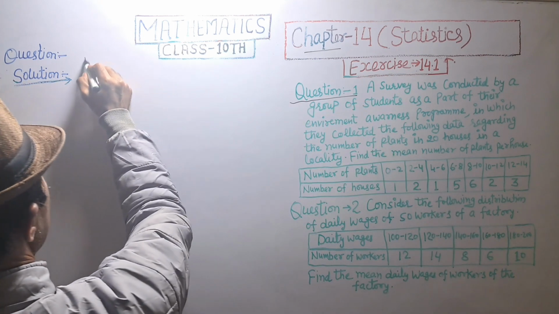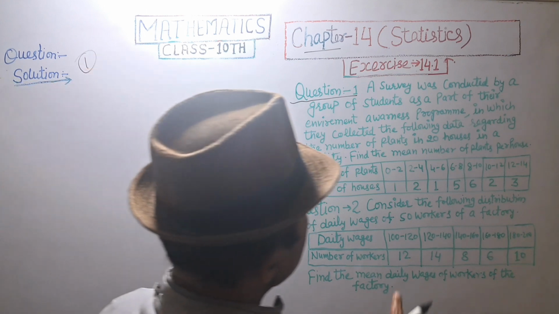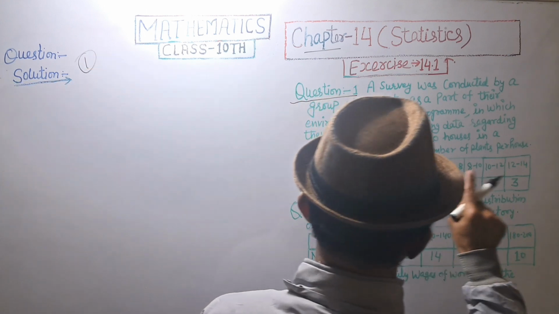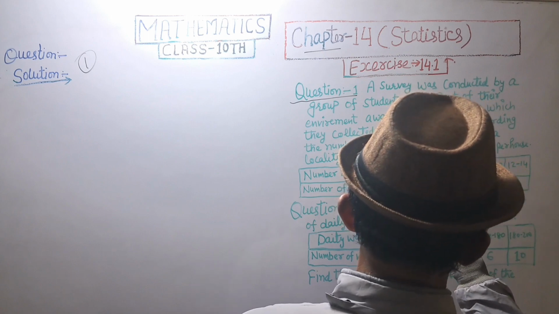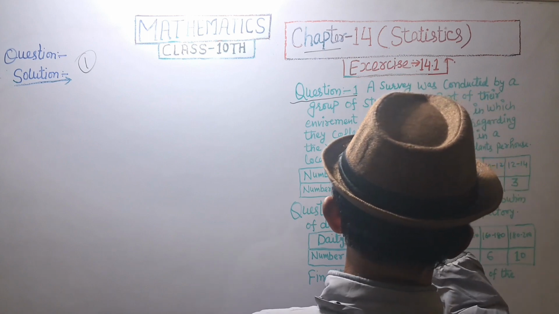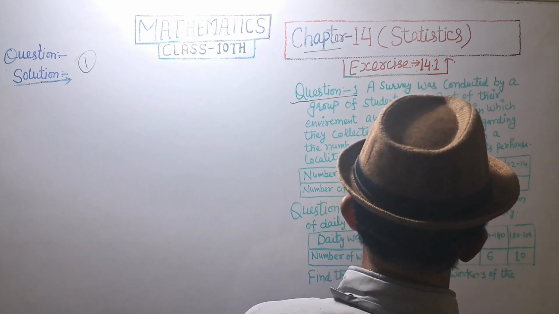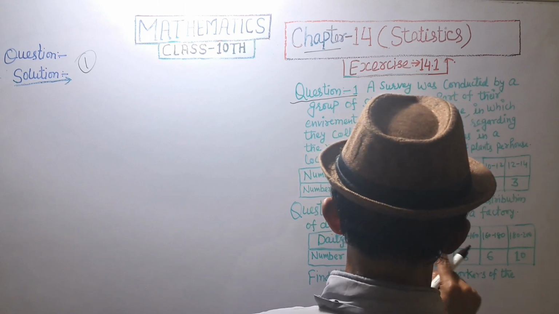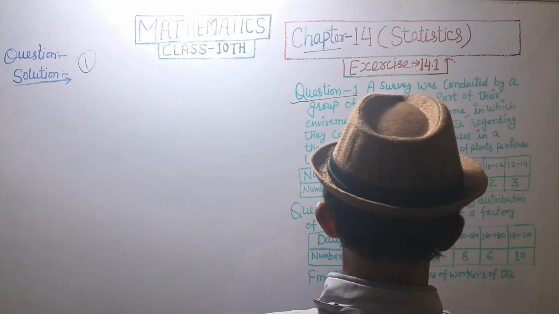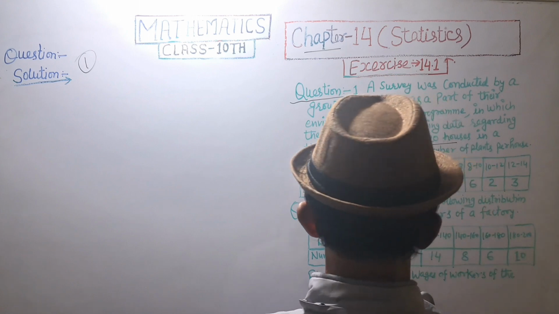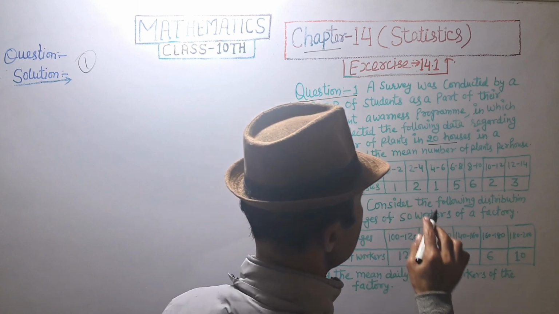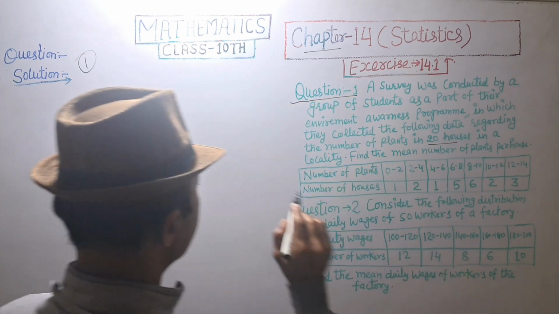Question number first. A survey was conducted by a group of students as a part of their environment awareness program, in which they collected the following data regarding the number of plants in 20 houses in a locality. Find the mean number of plants per house.